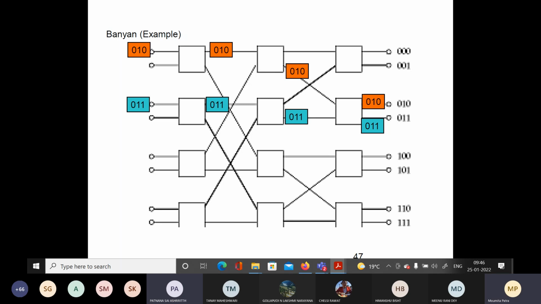I hope that this is clear. If not, I can explain again. Now I do have a question. Will this kind of circuit be blocking or non-blocking? Can this kind of a circuit be blocking?